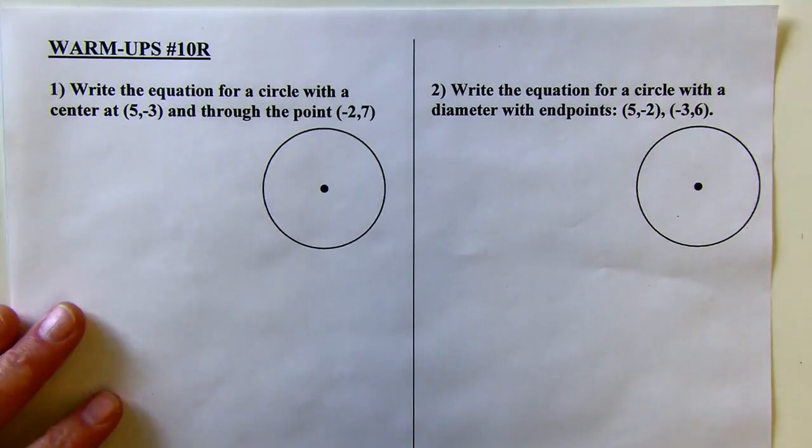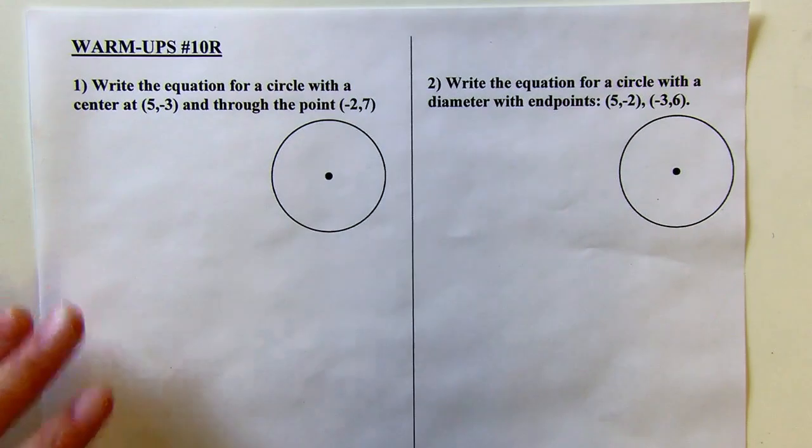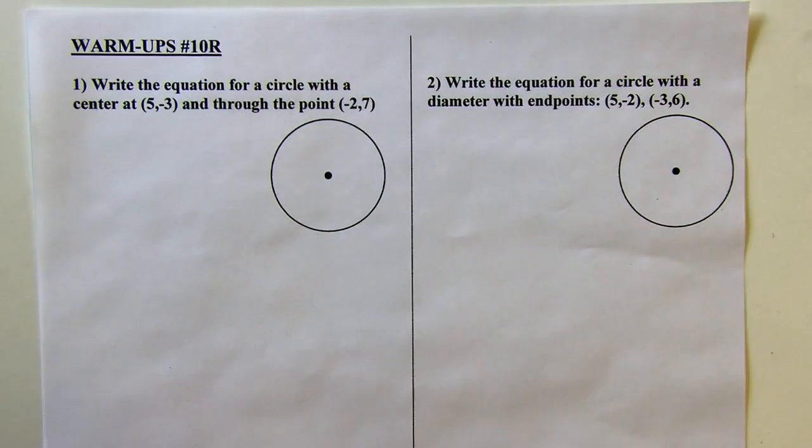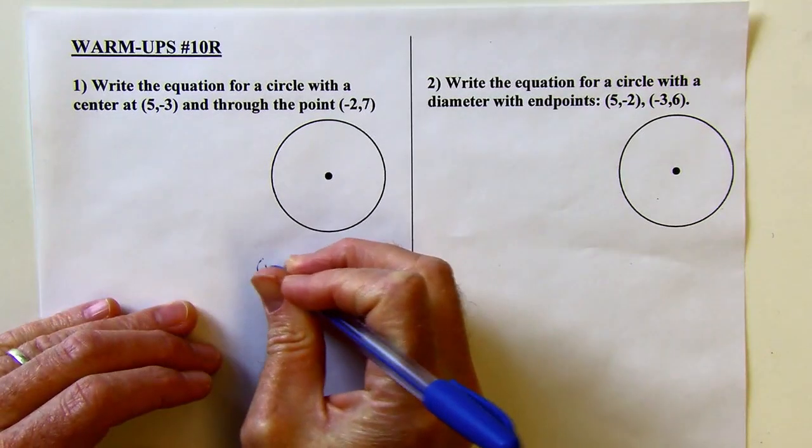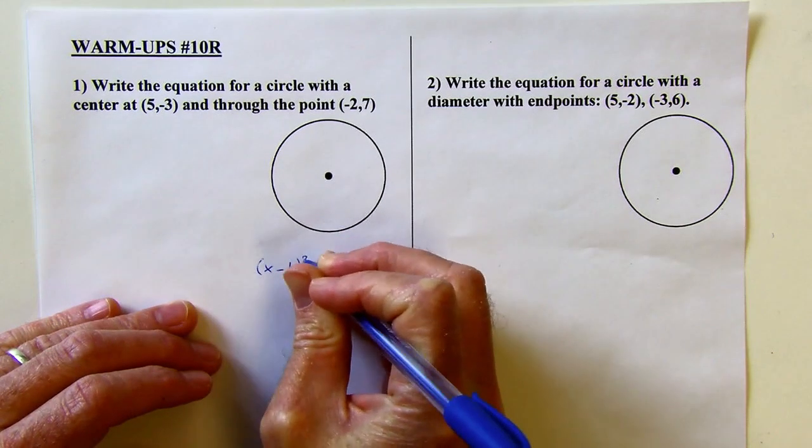Okay, here's warm-up 10R. We're going to be writing equations for circles. So you need to know what the formula is for a circle, and the standard form equation is going to look like this.